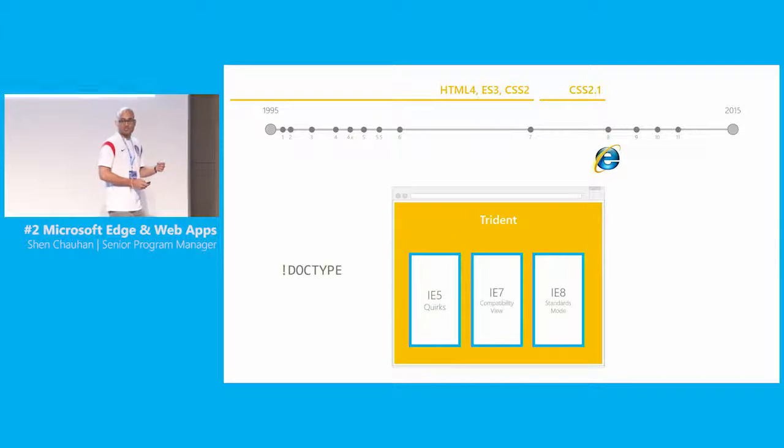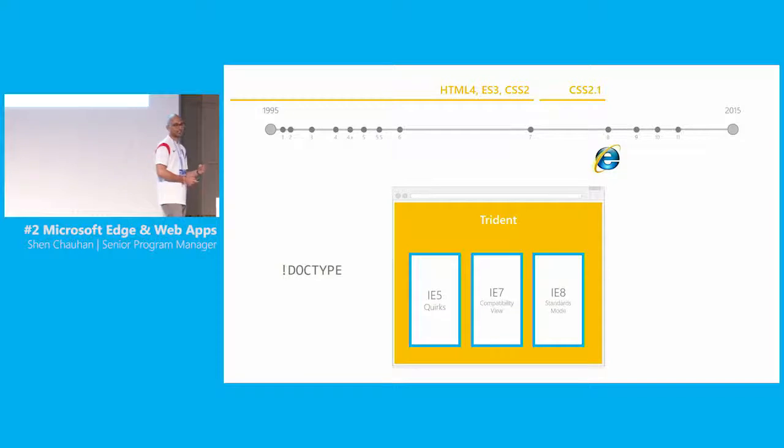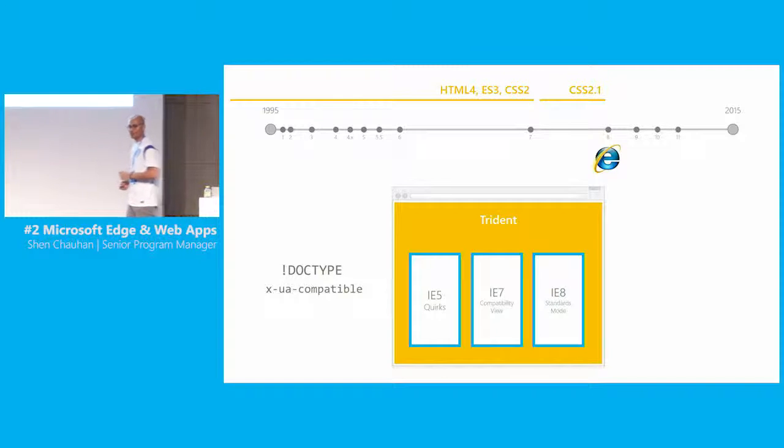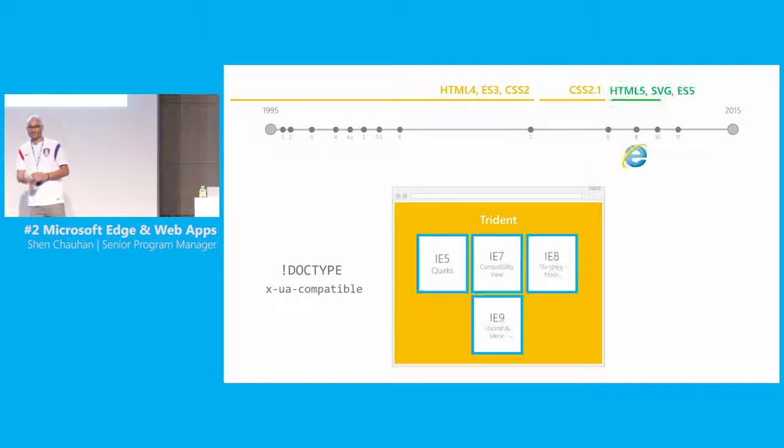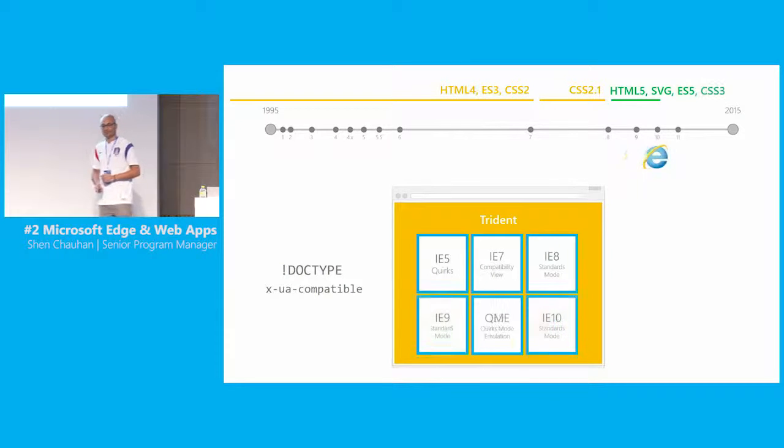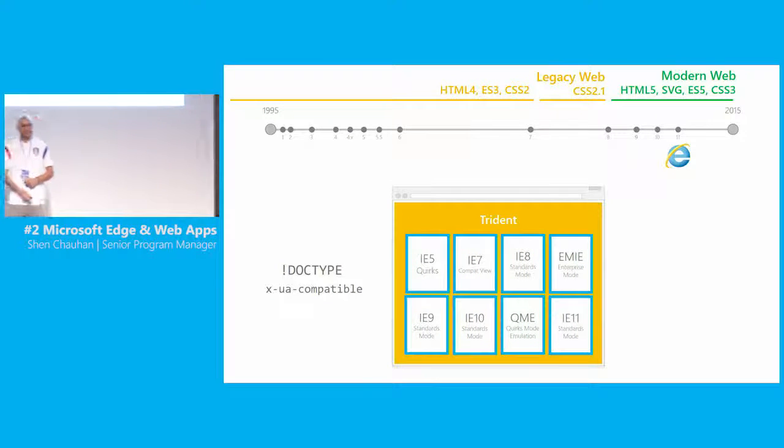And then we got to Internet Explorer 8. We added another engine for IE8. And we use the UA-compatible flag to help web developers determine this. Then we went to IE9. We added more in our engine. Then we went to IE10. We added more in our engine. Then we went to IE11, and now we've got 8 engines in one browser.